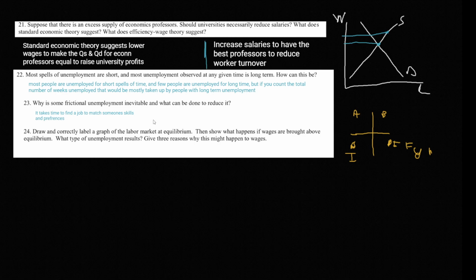Okay, what can be done to reduce it? Well, you can have some people at the government that help people develop skills to reduce the amount. So something like college can help most people have more skills to get a job, and so this will reduce the time of unemployment.